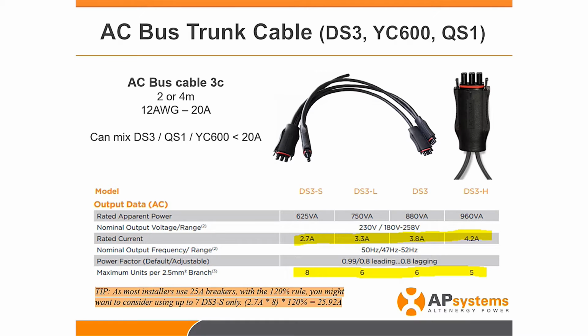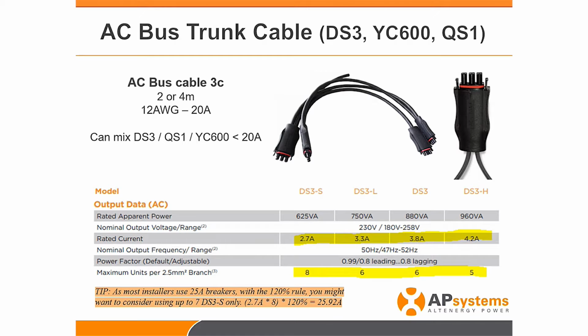So the total amps in this case is a bit more than 25 amps, which is why I have seen that most installers keep complaining that if they are using DS3S and connecting 8 inverters in one branch, then the DS3S keeps shutting down. If you use 7 inverters in one branch instead of 8, then that problem might be solved. You will not have that problem with DS3L and DS3 because you'll be using only 6 inverters in one branch, and the amps is way less than 25 amps. So you'll be fine using a 25 amp breaker in that case.